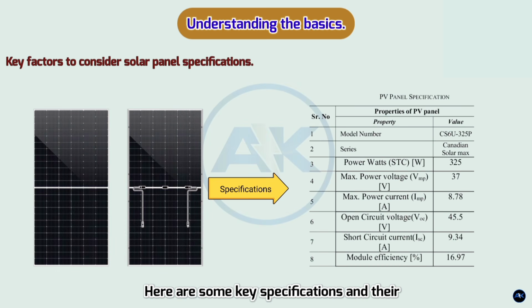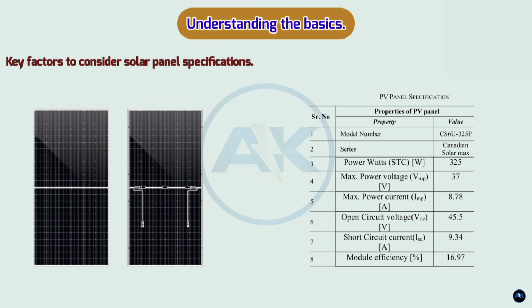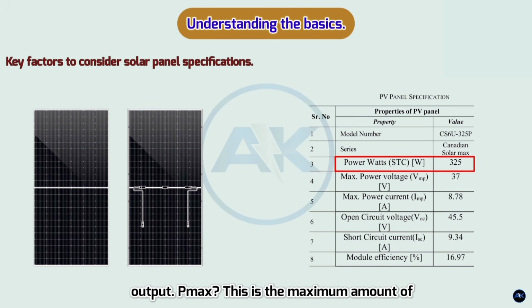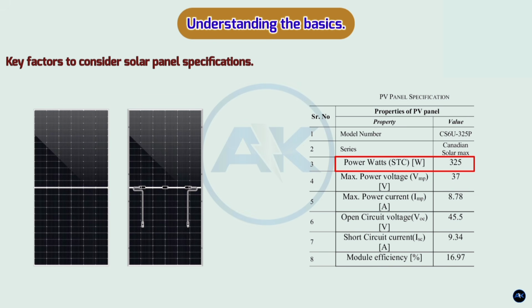Section 2. Key factors to consider: solar panel specifications. Here are some key specifications and their significance. Maximum power output, P max. This is the maximum amount of electrical power a solar panel can produce under standard test conditions, STC. A higher P max generally indicates a more efficient panel.